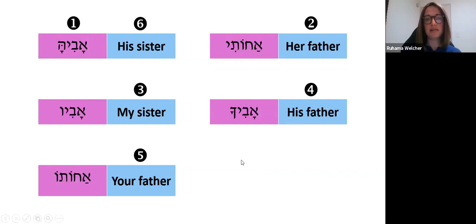So this example is for an elementary school, and I'm using it here for family names and suffixes, object suffixes. So Aviha, and then whoever has Aviha is going to read out her father, Achaisi. Says the person who has the answer to that, my sister, Aviv, his father, and so on. And this is a way you can practice challenging things for children every single day.